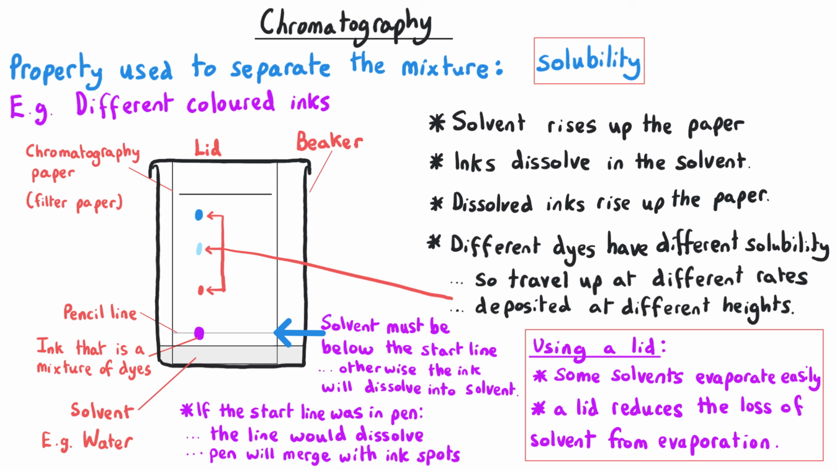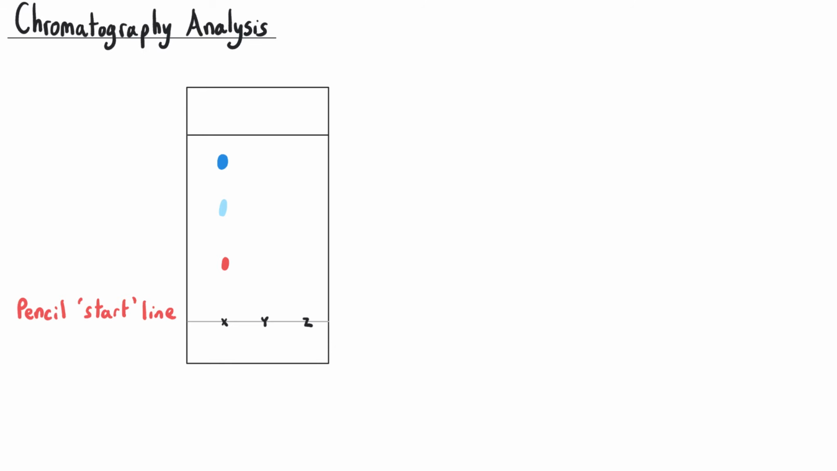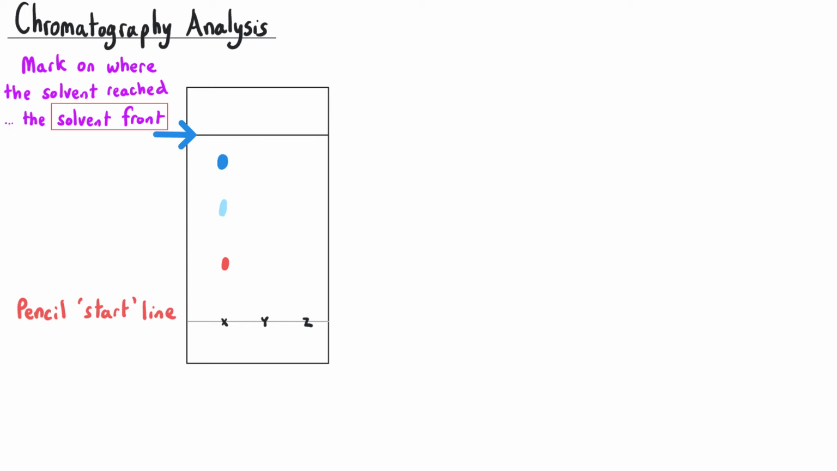We will stop the chromatography when the solvent has got towards the top of the paper. It doesn't need to get right to the top, but towards the top, because that will allow the greatest separation for our spots. Once the solvent has risen towards the top of the paper, we take the paper out of the beaker and we mark on how far that solvent has got. This is referred to as the solvent front.